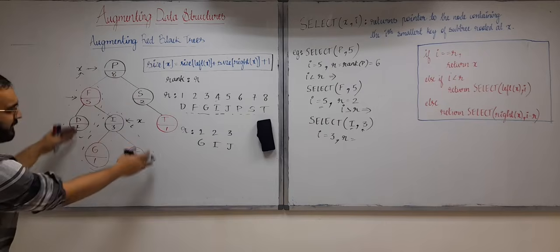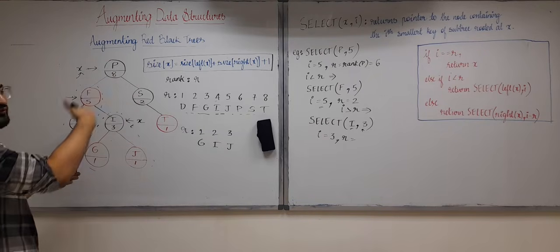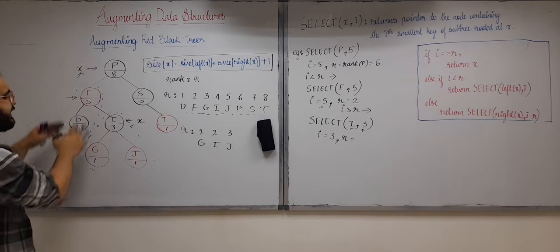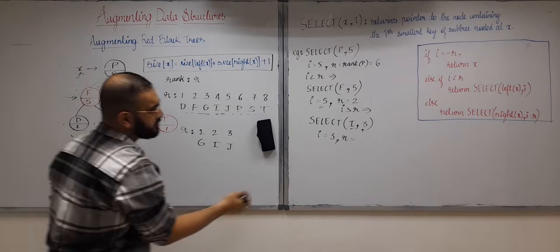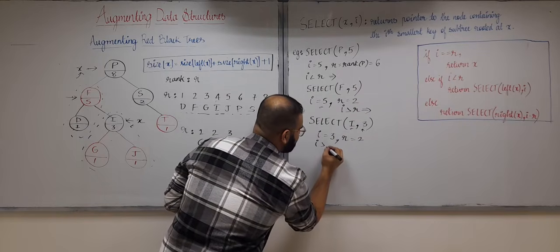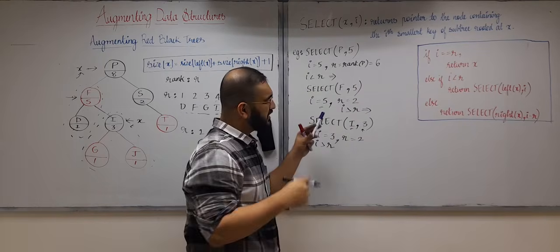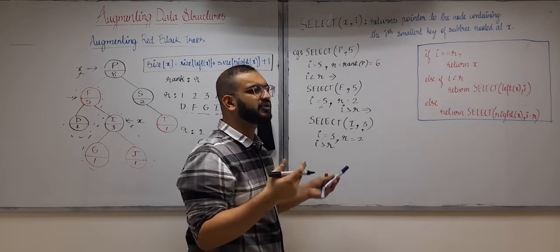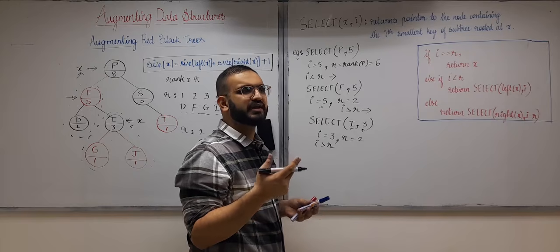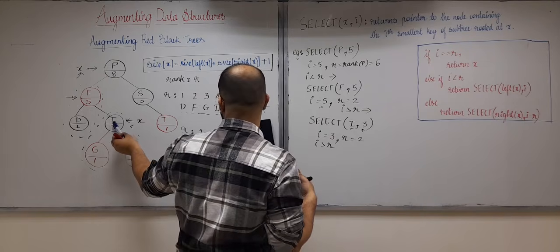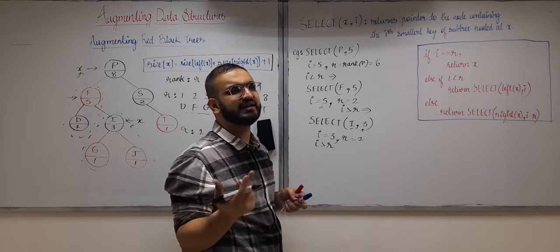Why? Because I have updated the ranks when I move to the right subtree, because I'm no more considering all these nodes, right? So the rank of I is 2, so r is 2, right? So this is a case where i is greater than r. That means we are looking for the third smallest key, but I is actually the second smallest key. So we are looking for a node that is greater than the node I.